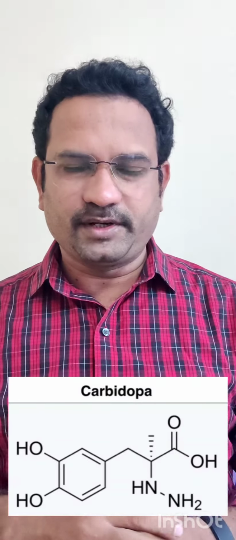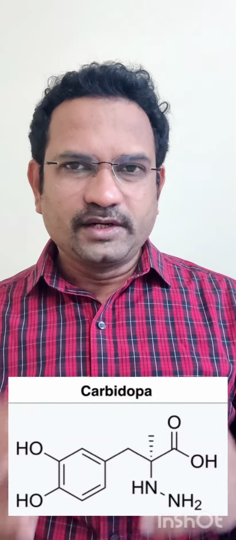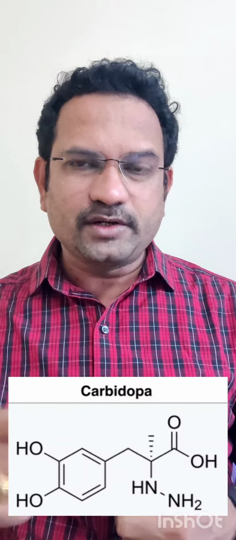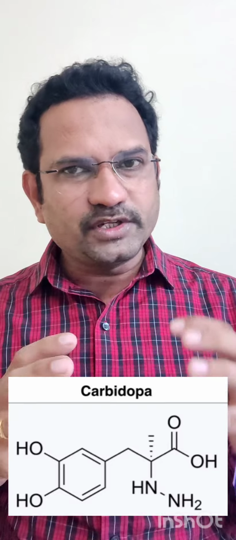Now look at the carbidopa drug. When you see carbidopa, it is a structural analog of levodopa. The difference is that at the alpha carbon you have a methyl substitution and the amine is converted into a hydrazine moiety. Because of this structural similarity, it goes and binds with dopa decarboxylase and inhibits the effect of decarboxylase.